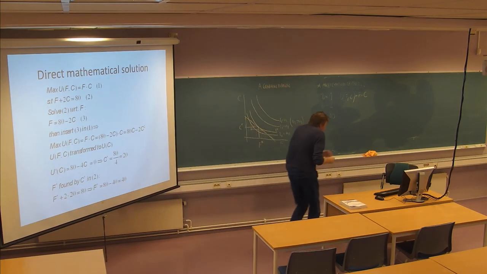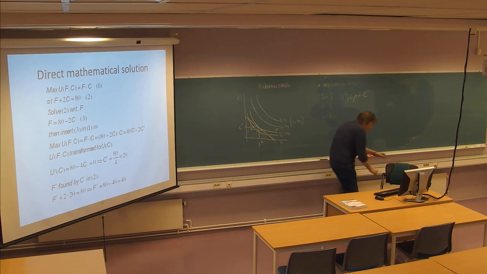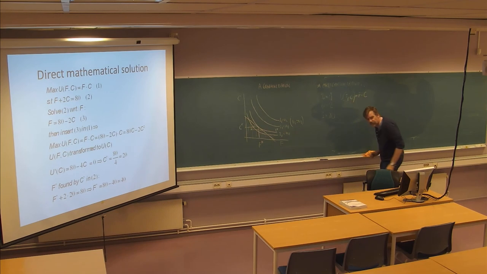Okay, now I will just collect all the information I have. I have my utility function and I want to maximize that. Don't I? That was the idea. I want to try the highest amount of utility the consumer can get. So I put the max in front of my utility function.